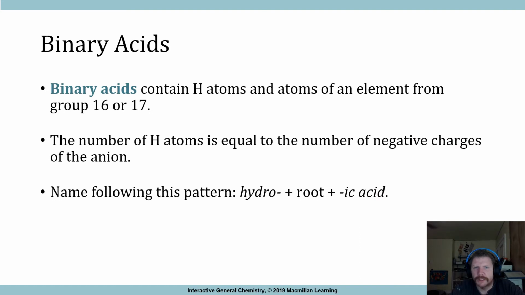Okay, a binary acid contains hydrogen atoms and atoms of an element from group 16 or 17. I will refer to those generally as group 6 or 7. The number of hydrogen atoms is equal to the number of negative charges on the anion. So you're going to name this with the following pattern. Hydro, then your root word, which we've talked about roots quite a bit now, ic acid. So chlorine, hydrochloric acid. So hydrochlor is going to be our root. Ic acid is the suffix.